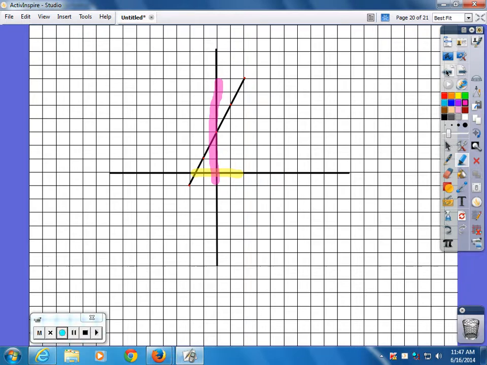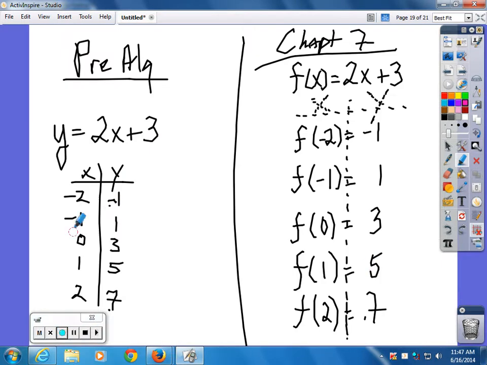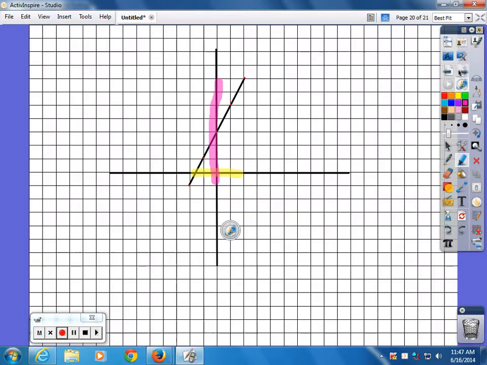Okay, let's go back. -2 to +2. I'm sorry, wrong color. Hold on. -2 to +2 produces -1 to what? +7. So whatever the y points are, that's going to be your range, all the way up. Good job.